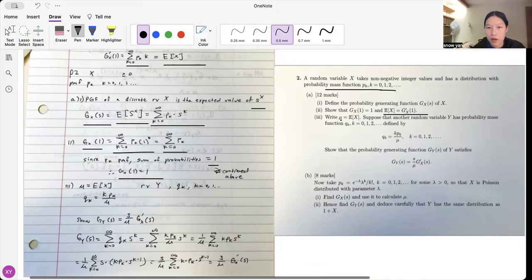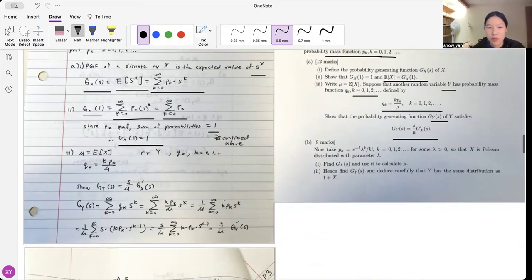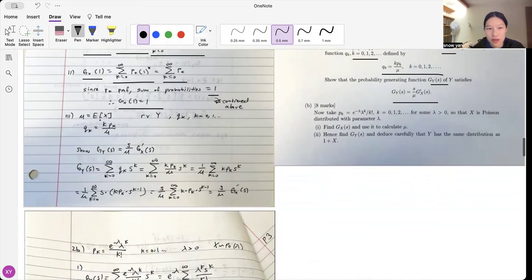Part three, right, mu is equal to E of X. Suppose that another random variable Y has probability mass function q_k, defined by this thing. Show that the PGF of G_Y(s) satisfies this. Okay, so this is just an algebra bash, just substituting what we know. So mu is equal to E of X, the definition of it. Pretty straightforward. q_k is equal to that.